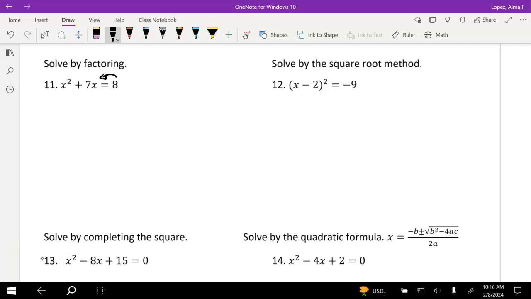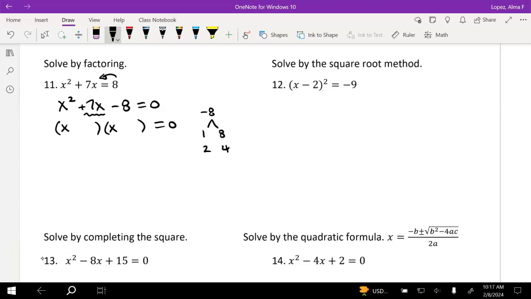So I'm going to start off by moving the 8 back over to the left-hand side. I'm going to end up with x squared plus 7x minus 8 equals 0. I'm going to factor it. It is a type 1, so I'll quickly open up my 2 parentheses. Factors of x squared are going to be x and x. For the factors of negative 8, I'm going to use 1 and 8 or 2 and 4.